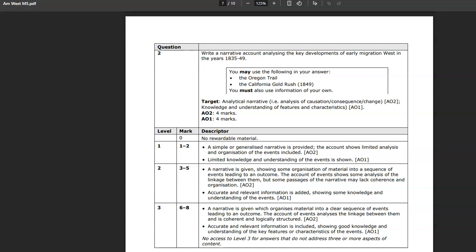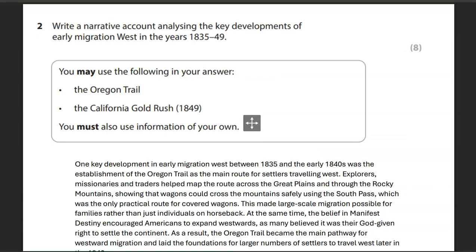You also need to include accurate and relevant information showing good knowledge and understanding. So that's where your specific factual detail comes into answering this question. So let's have a look at a paragraph together. Here is a model answer that I prepared earlier. So let's go through it and work out where all of those marks have come from. You need to make sure that you write in really 3 paragraphs to answer this question properly, even though it is only worth 8 marks.